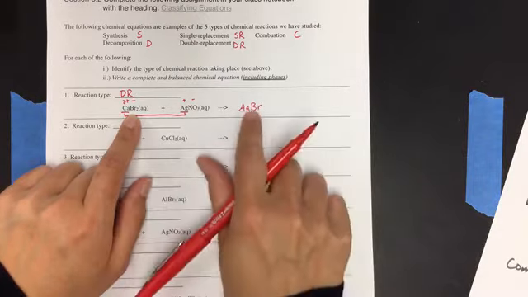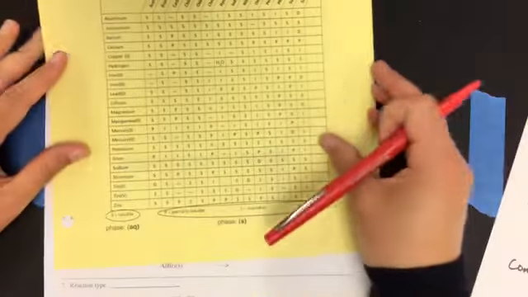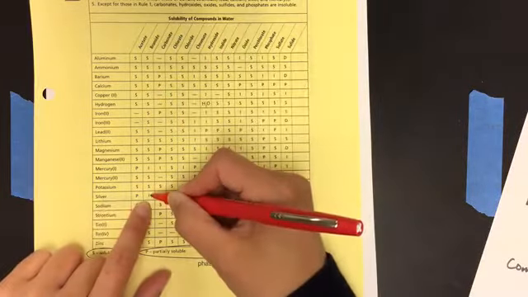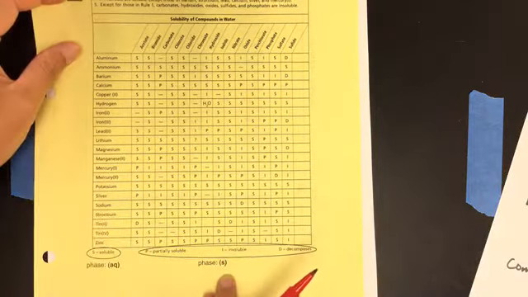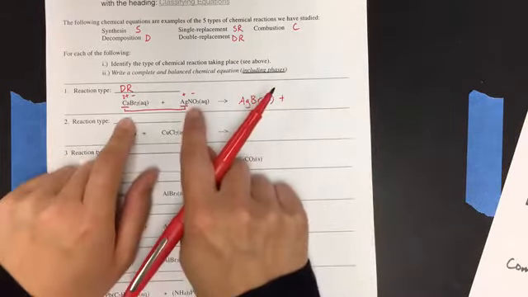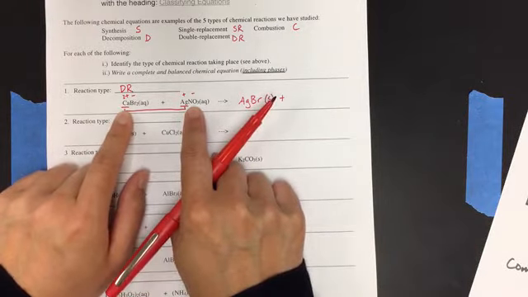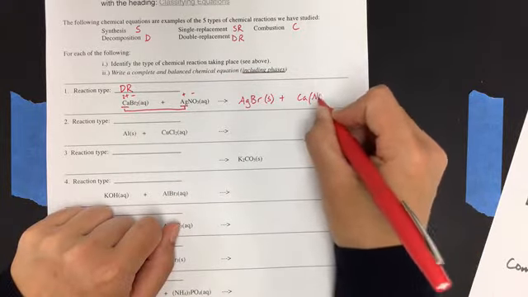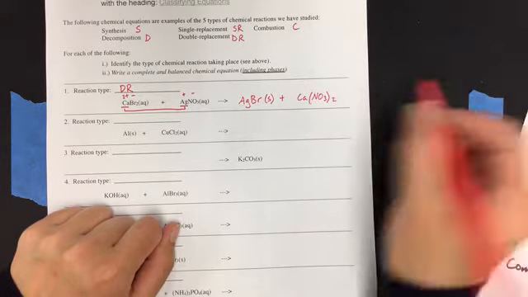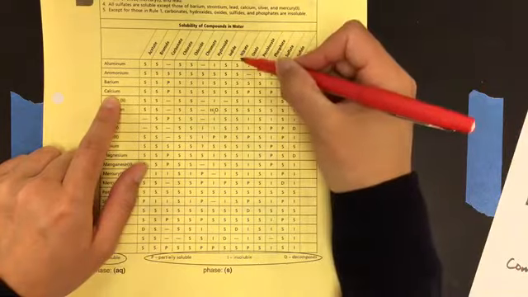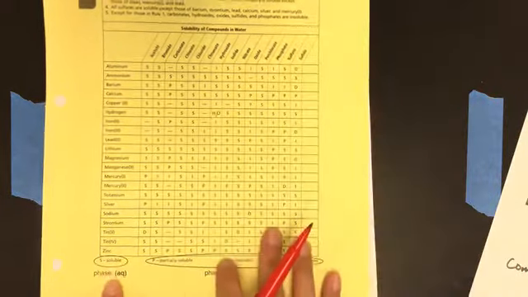AgBr. To get the phase of that, we need to use our solubility table. Silver is down here, bromide up here. It tells us it's I, which means insoluble, so it's a solid. So here we'll write solid. And then we have to write the other product, which is now the combination of calcium and nitrate. So calcium has a 2+, nitrate has a 1-. That means I need 2 nitrates in the formula for calcium nitrate. So I'll write Ca, parentheses, we need 2 of those, right? And then we need to get the phase of that. Calcium's here, nitrate's here, S, which means soluble, so it's aqueous.